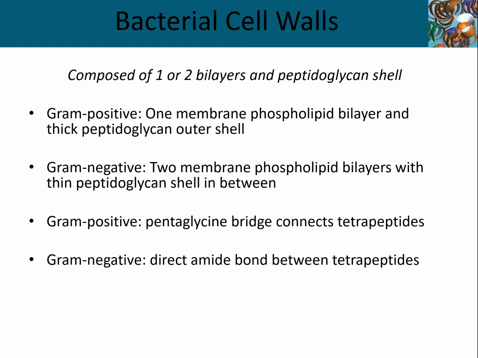Gram-positive bacteria have a single phospholipid bilayer and a thick peptidoglycan outer shell. Gram-negative have two membrane phospholipid bilayers with a thin peptidoglycan shell between those two bilayers.